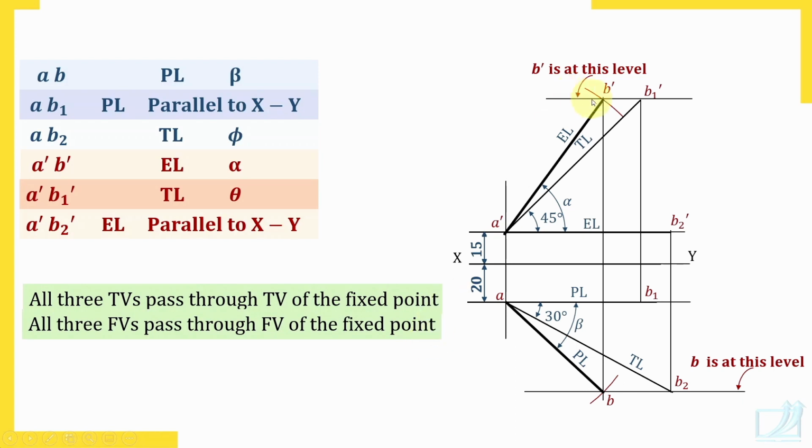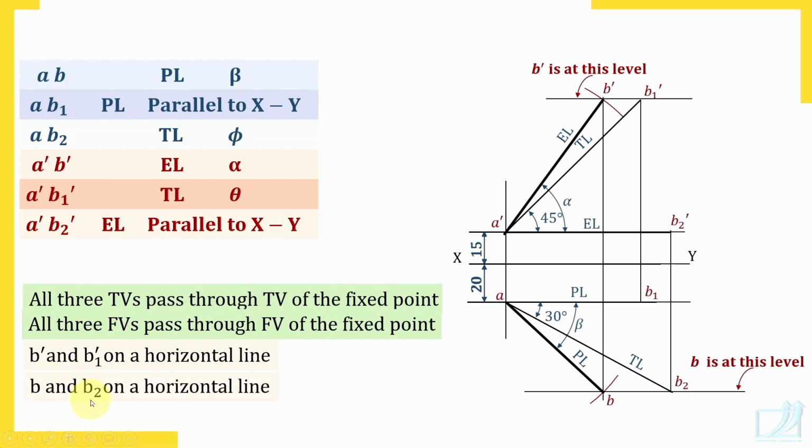What else is our observation? Check here, B dash and B1 dash. Always remember, B dash and B1 dash lie on a horizontal line. B and B2 lie on a horizontal line. So B dash and B1 dash are on a horizontal line, and B and B2 are on a horizontal line.